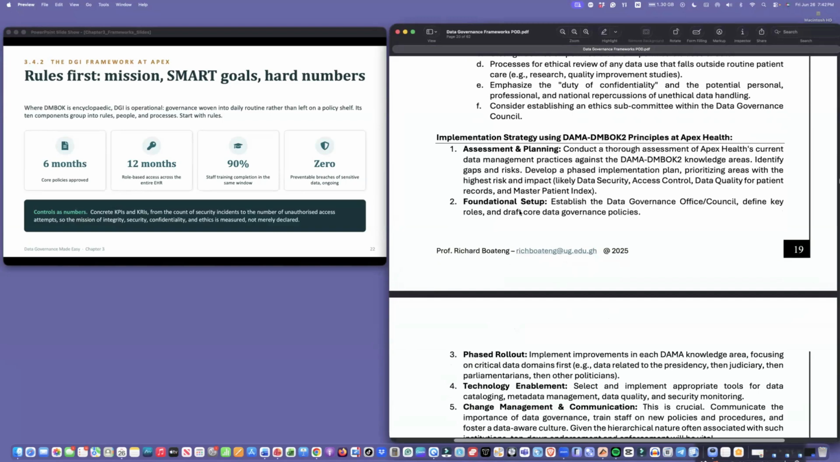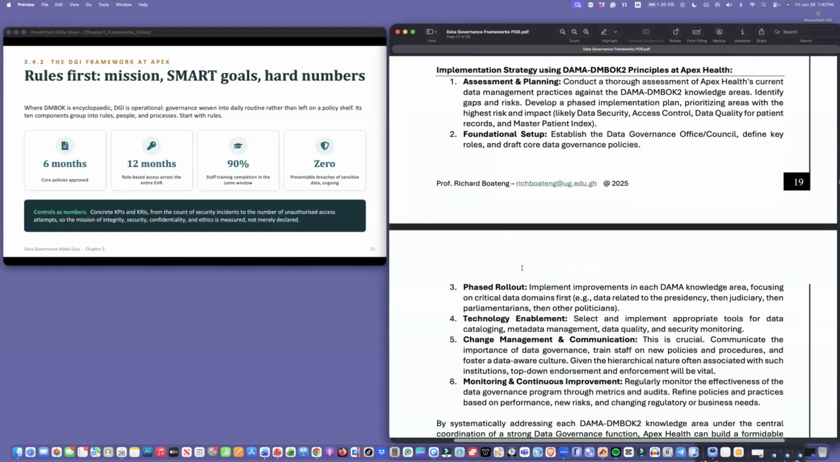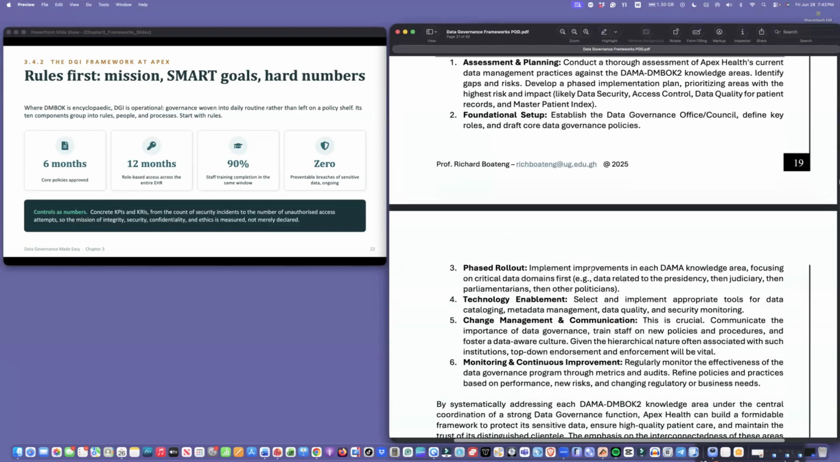Then implement, so it's not going to be a one-day activity. Implement a phased rollout. Then you're going to roll it out. You may start from the critical data domains, such as the presidency, the judiciary, parliamentarians, and politicians. Please look at the way it is categorizing. The presidency is the highest. It comes to the judiciary, parliamentarians, and politicians. Now, this is how this hospital ranks the different stakeholders that they serve.